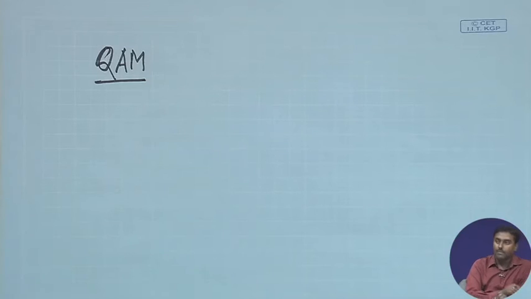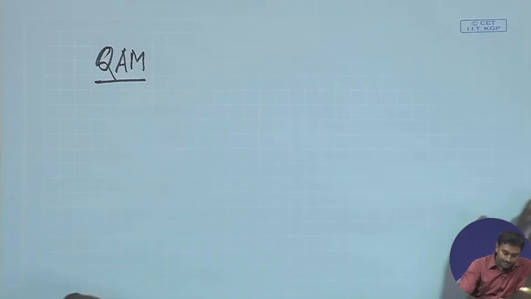So, after this, we have discussed two bandwidth efficient schemes: DSB-SC, and SSB-SC, and VSB-SC. Now we will discuss another bandwidth efficient scheme, which is called QAM, quadrature amplitude modulation. So, what is this? It is something like this.